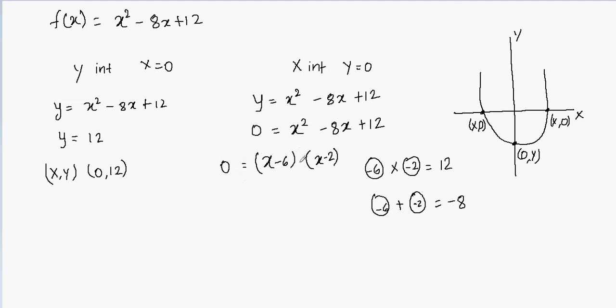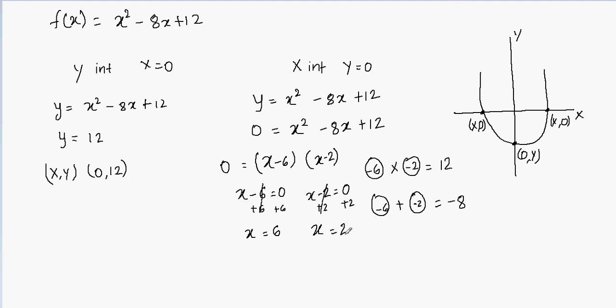Now, I can separate these two equations. x minus 6 is equal to 0, and x minus 2 is also equal to 0. That means if I have to find the value of x, I can add 6 on both sides. 6 and negative 6 will cancel out each other. x is equal to 0 plus 6, which is 6. And here doing the same thing, since I want x by itself, I add 2 on both sides. Negative 2 and positive 2 will cancel out. x is equal to 0 plus 2, which is 2.